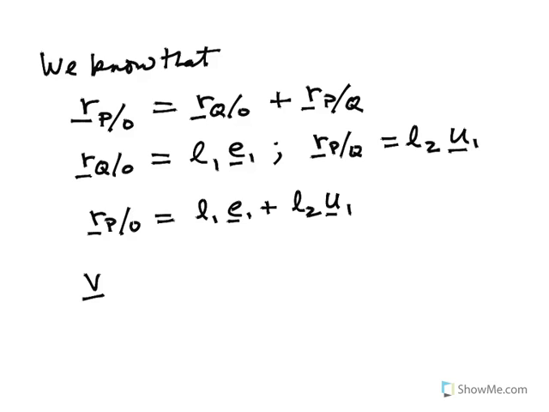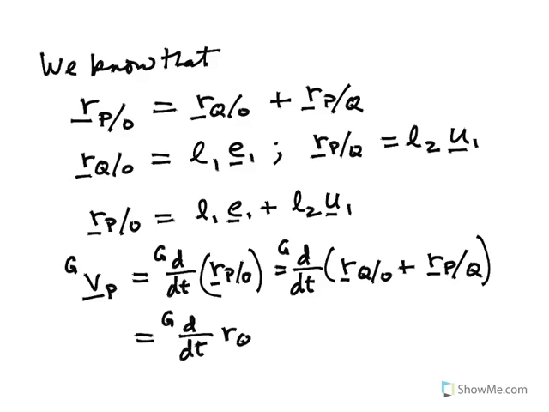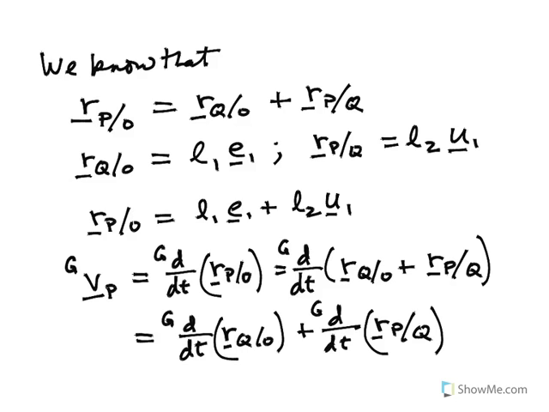So we know that the velocity of point P, as viewed by an observer fixed to the ground, is equal to the rate of change in the ground of the position of P relative to O. But that is equal to the rate of change in the ground of the position of Q relative to O plus the position of P relative to Q, which is equal to the rate of change in the ground of the position of Q relative to O plus the rate of change in the ground of the position of P relative to Q. So let's do each piece separately.